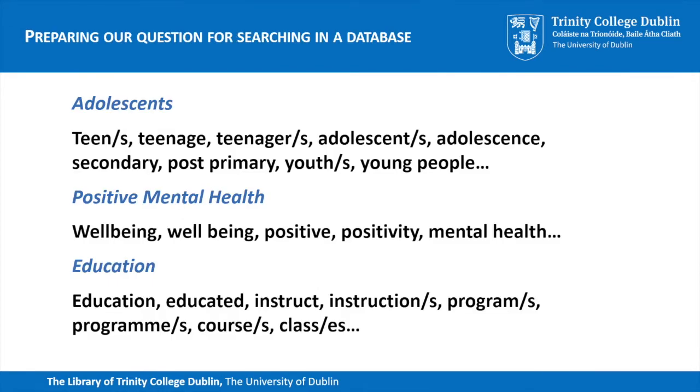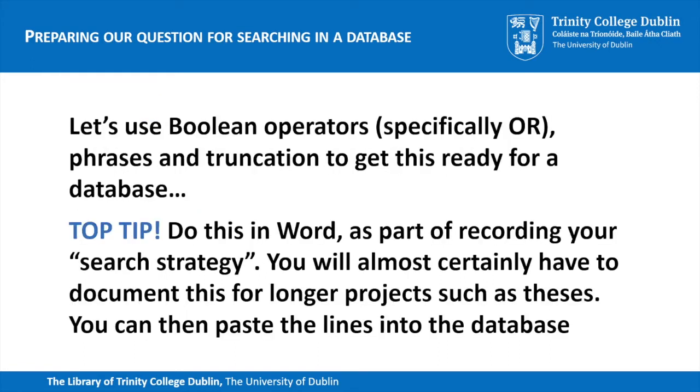So we need to prepare our search terms, what's called our search string. These things here are the different strings for a search. Okay, so we've got a string to do with adolescence, a string to do with positive mental health, and a string to do with education. We need to get them ready to go into a database so that we can apply these techniques to it. So here we've listed the individual terms or groups of terms that we want to use. And then to put those into a database, we use these Boolean operators, specifically or between synonyms, and phrases and truncations to do this.